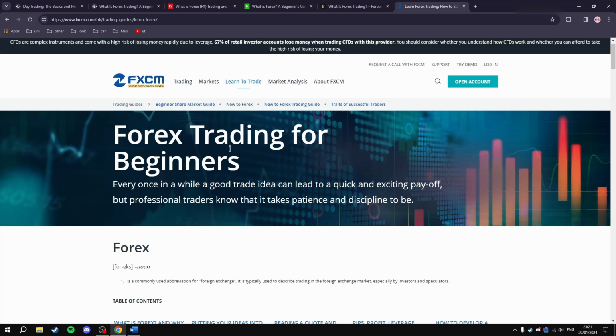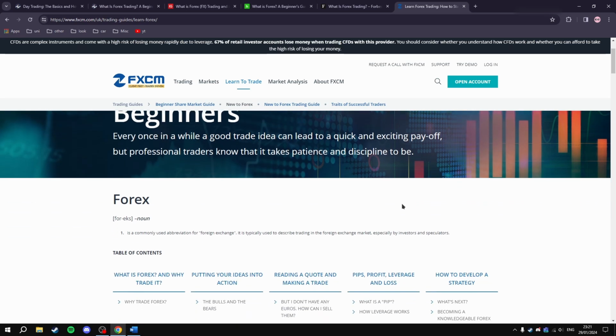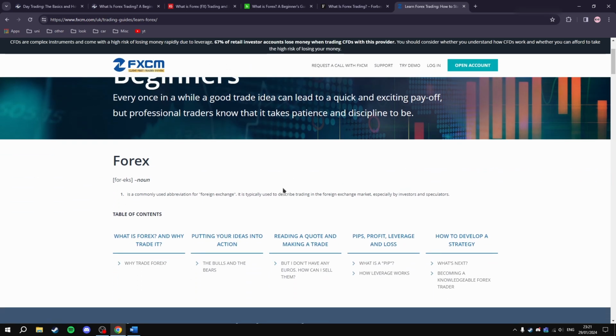Okay, so Forex Trading for Beginners. Every once in a while, a good trade idea can lead to a quick and exciting payoff. But professional traders know that it takes patience and discipline to be successful. Forex is a commonly used abbreviation for foreign exchange. It is typically used to describe trading in the foreign exchange market, especially by investors and speculators.